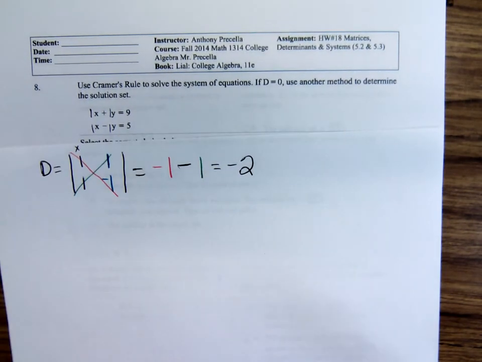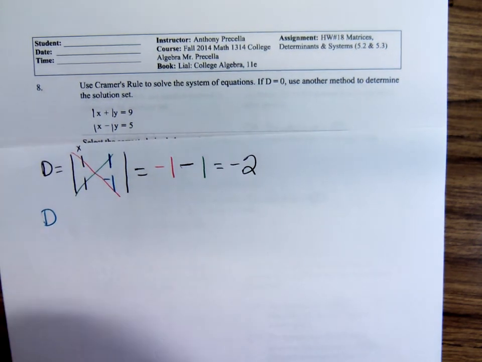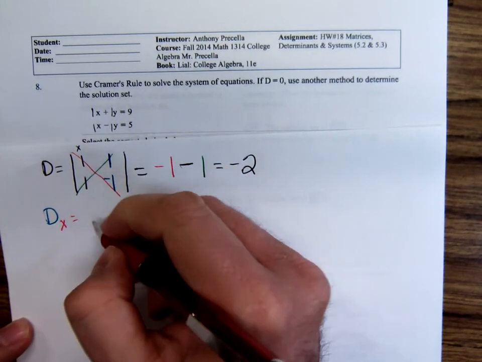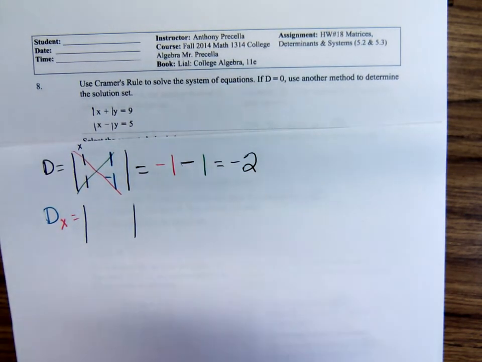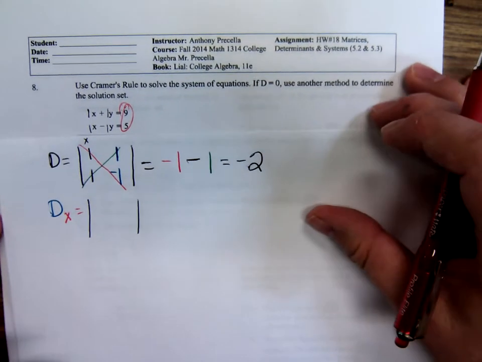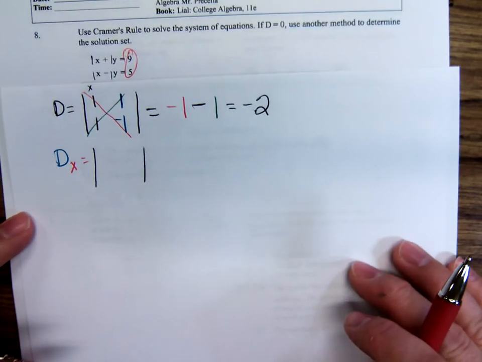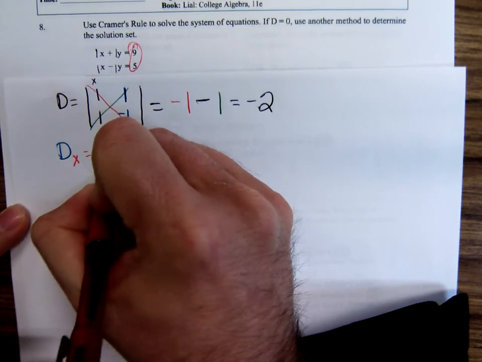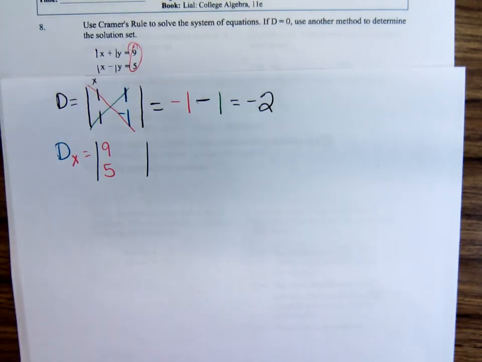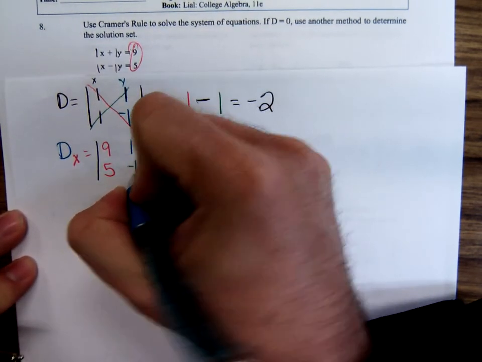I think some of you were thinking that it was going to be right off one that Cramer's will fail. Well, hopefully on the first one we do, it doesn't fail. So there's D. Now we're going to find D subscript x. D sub x means replace the x column with the column of constants. So these are the column of constants, the 9 and 5. So in place of the x column, we put a 9 and a 5. Now the y column stays the same. It stays 1 and negative 1.